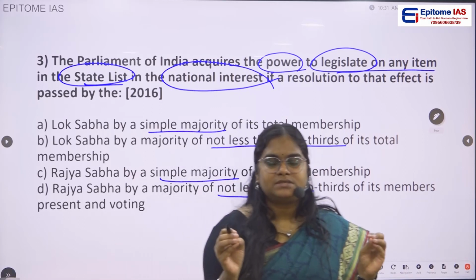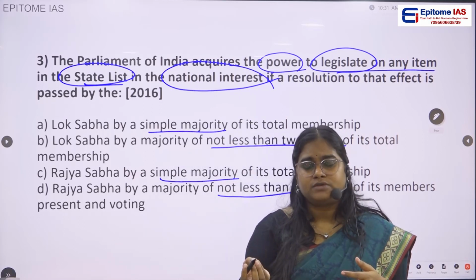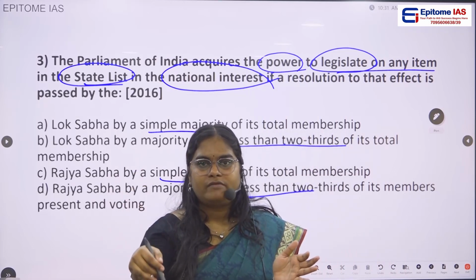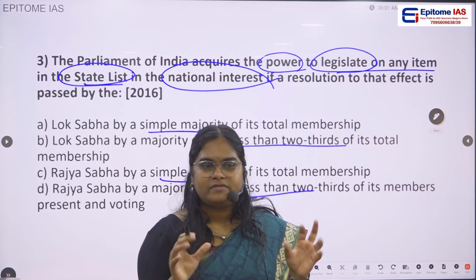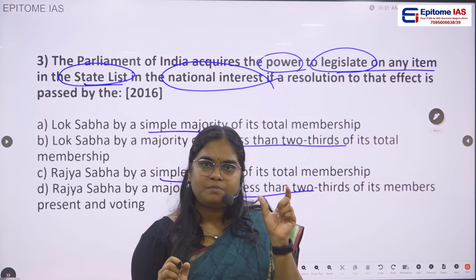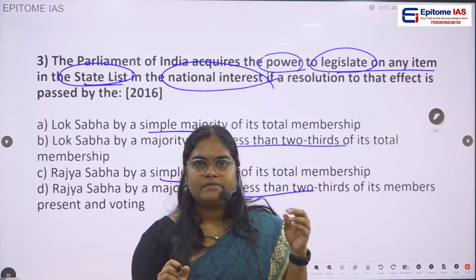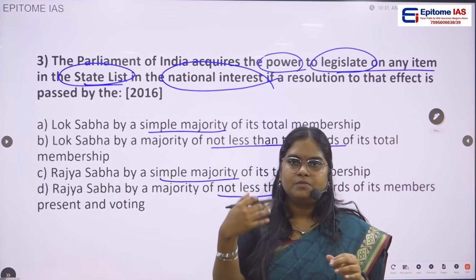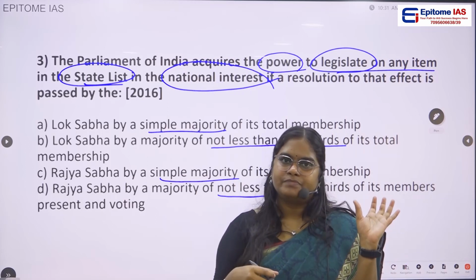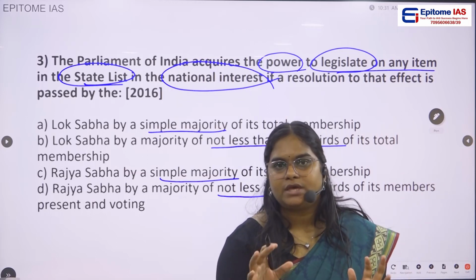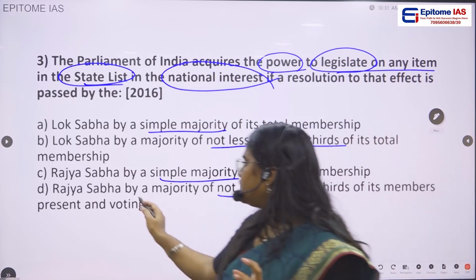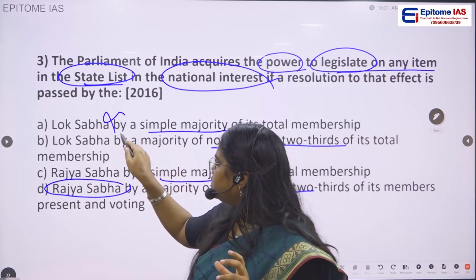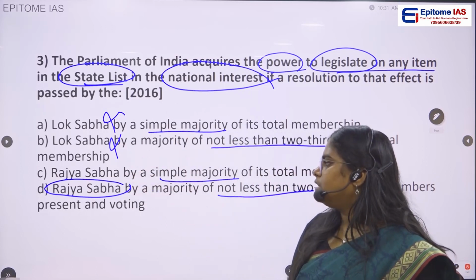But there are some cases in which, because of some national importance, the union government wants to make a law that belongs to the state list. Then what will happen is that the Rajya Sabha should pass a resolution. Once the resolution is passed, the Parliament acquires the power to legislate certain laws in the state list. So to acquire that power, the Rajya Sabha should pass a resolution. So these two options talk about Lok Sabha. We can eliminate those options.